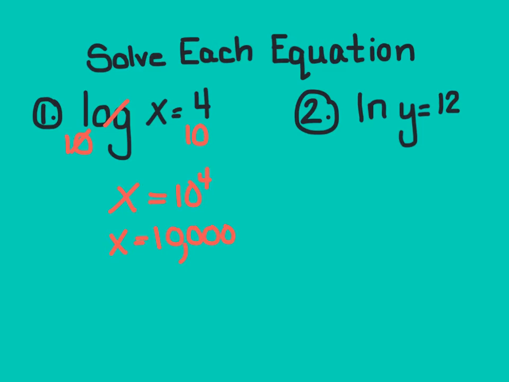To solve the ln of y is equal to 12, think about what the base is on the natural log. It's e. So you're going to exponentiate, this time using e as the base, which is going to produce y is equal to e to the 12th, and you can use your calculator to evaluate that. That's a large number. If we were to approximate, it would be 162,754.8.